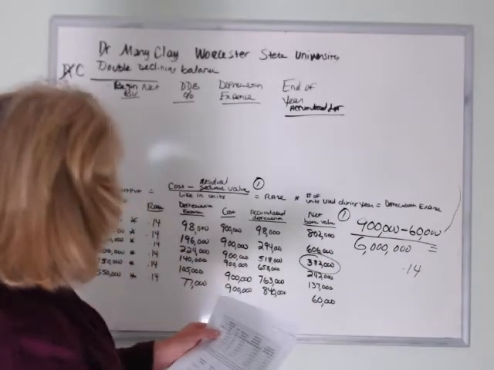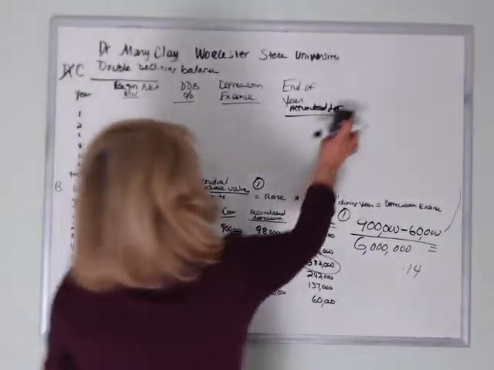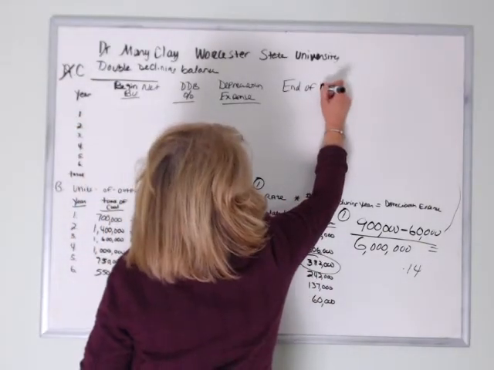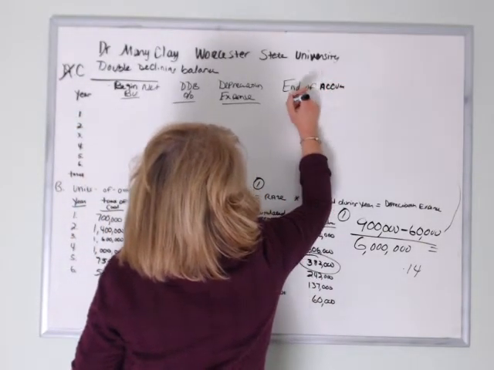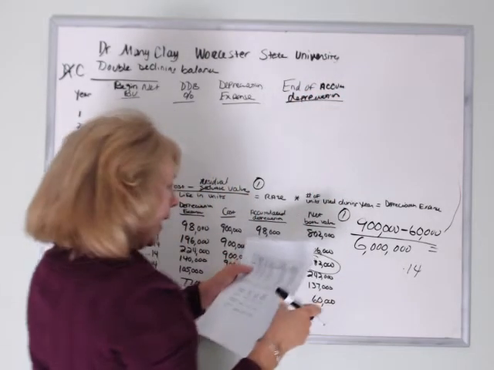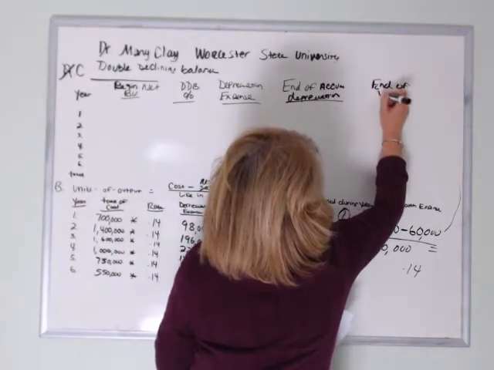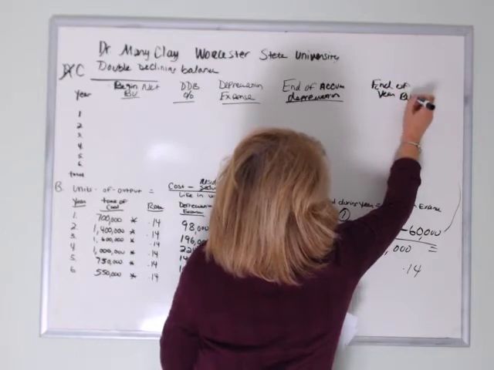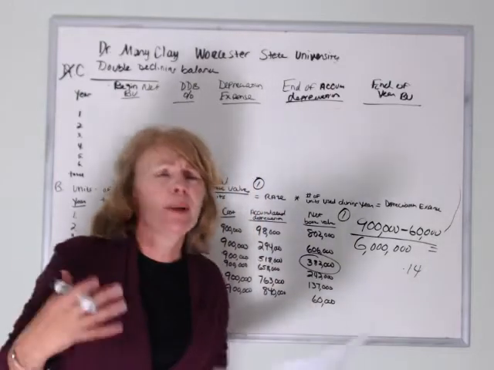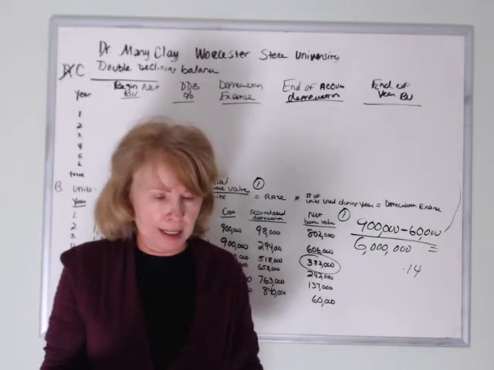And last, I'm hoping I'm going to fit this. This is accumulated depreciation. And last, you're going to have end of year BV. That's your book value. Okay? When you look at different accounting books, everybody sets it up maybe a little differently, but you're still going to get that same answer.